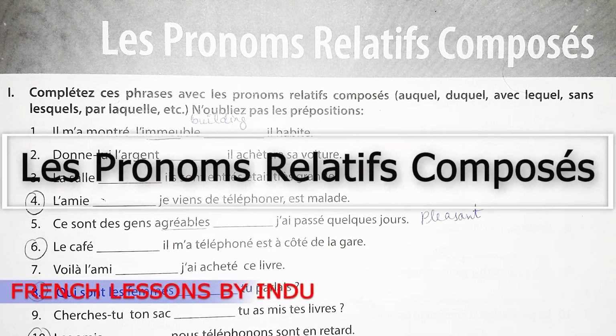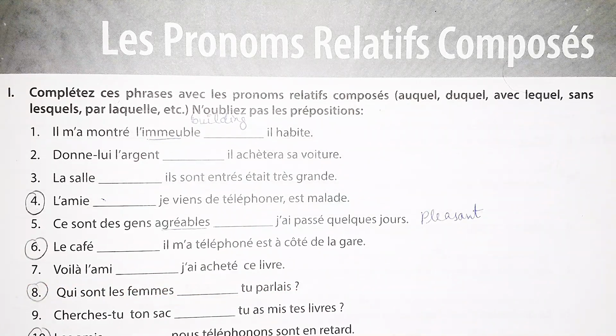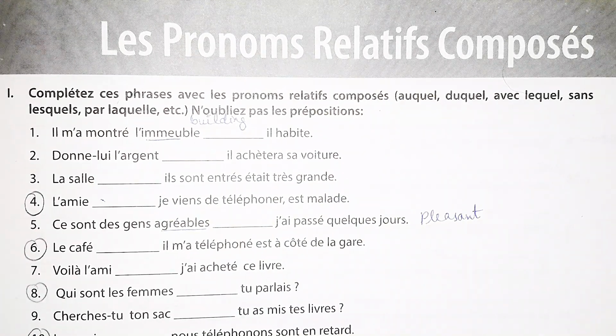In this class, we'll do les pronoms relatifs composés. Okay. First of all, we will know why do we use a pronoun, a pronom. A pronoun is used to replace a name already mentioned to avoid repetition. Okay. Why do we use relative pronouns? We use it to connect two simple sentences together to create a complex sentence.